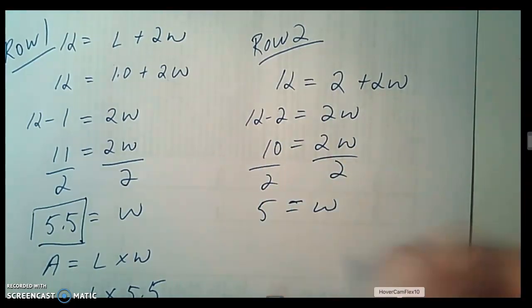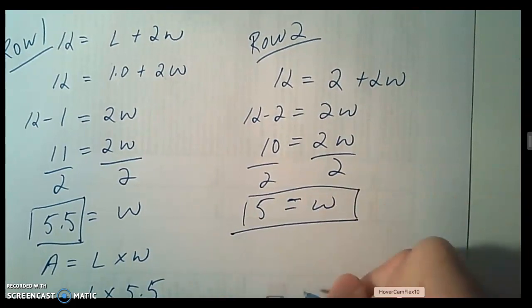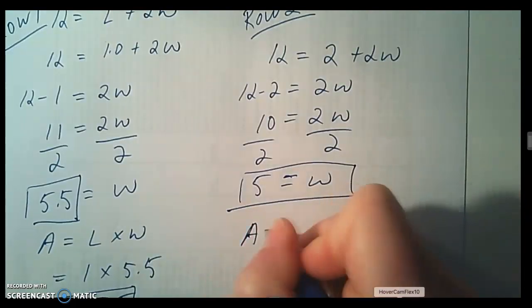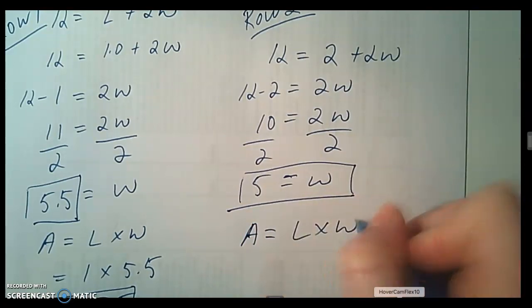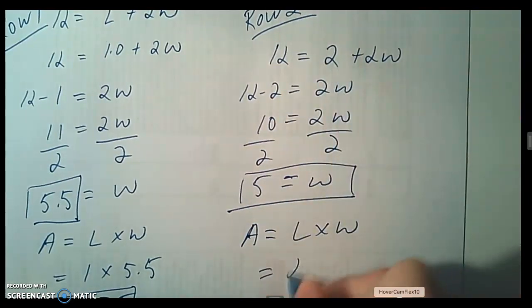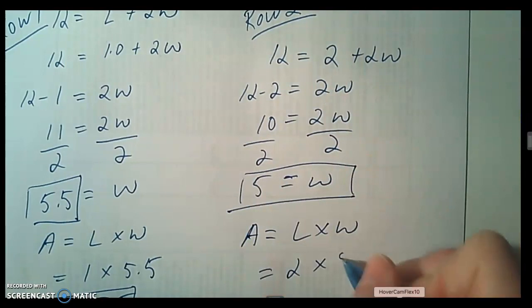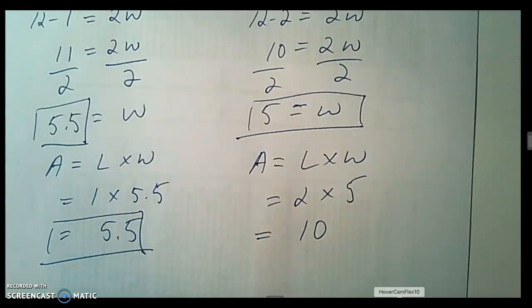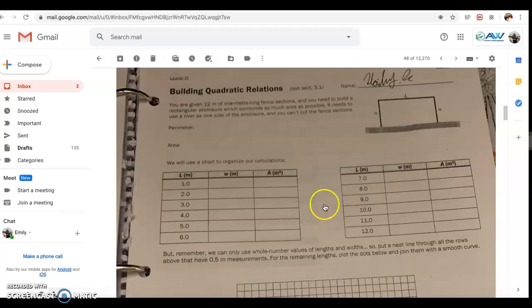Okay, so that's one value I would put in my table, and then my other value is the area. Area equals length times width, so my length was 2, and my width is 5, so I end up with an area of 10. Okay, so then going back to my table, I would put 5 in, that's the width I found, and then 10 in for my area.